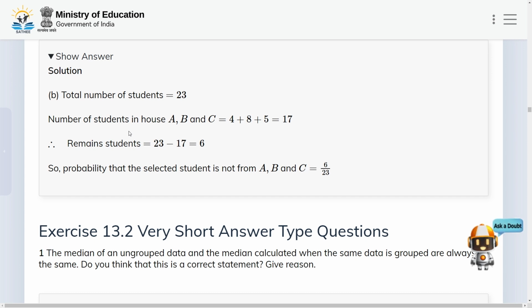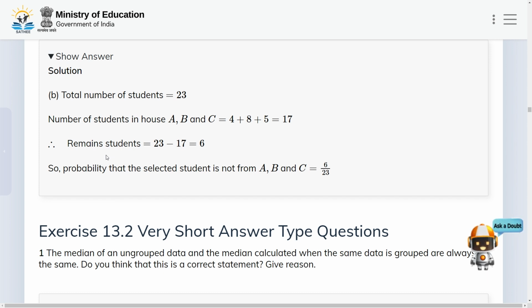Here the total number of students is equal to 23, and the number of students in houses A, B, and C is equal to 4 plus 8 plus 5, which is equal to 17. So the remaining students are 23 minus 17, that is equal to 6. So the probability that the selected student is not from A, B, and C is equal to 6 by 23. We can also find it by using another method.